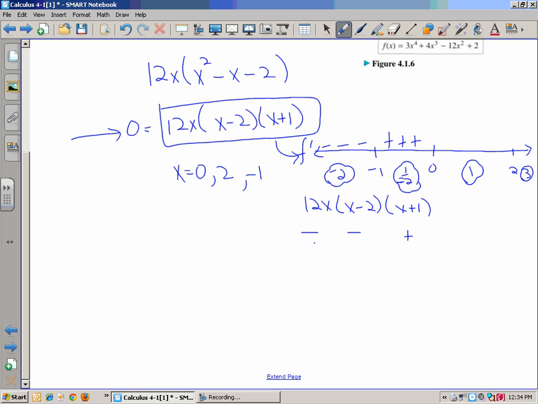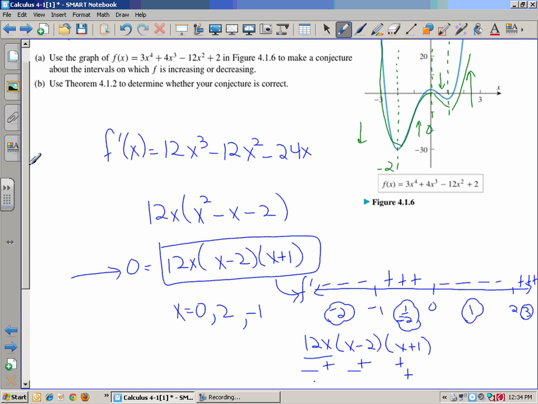Now I'm going to plug in 1. I get a plus, I get a minus, and I get a plus. And when I plug in 3, I get a plus, a plus, a plus. Now let's come back up and take a look.